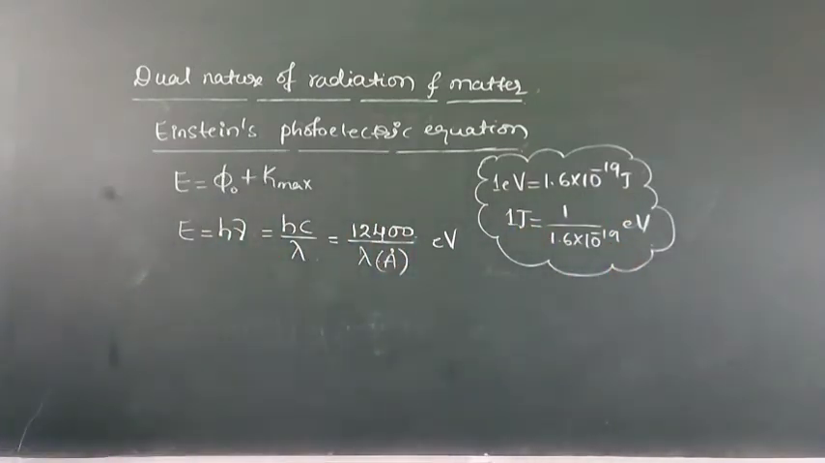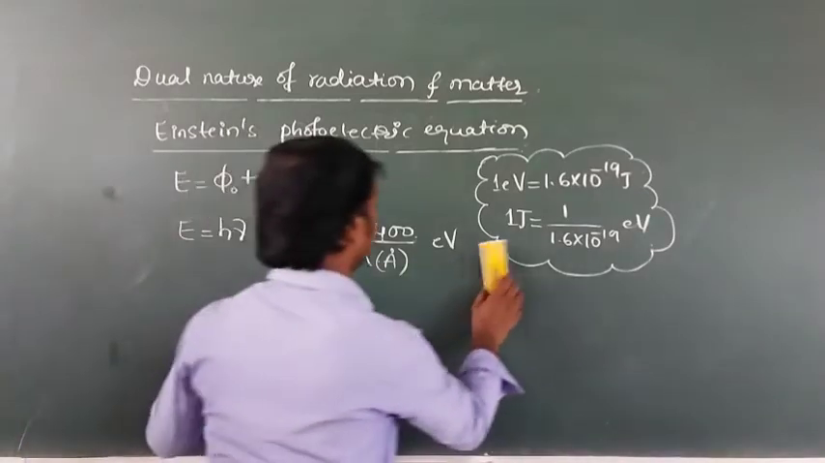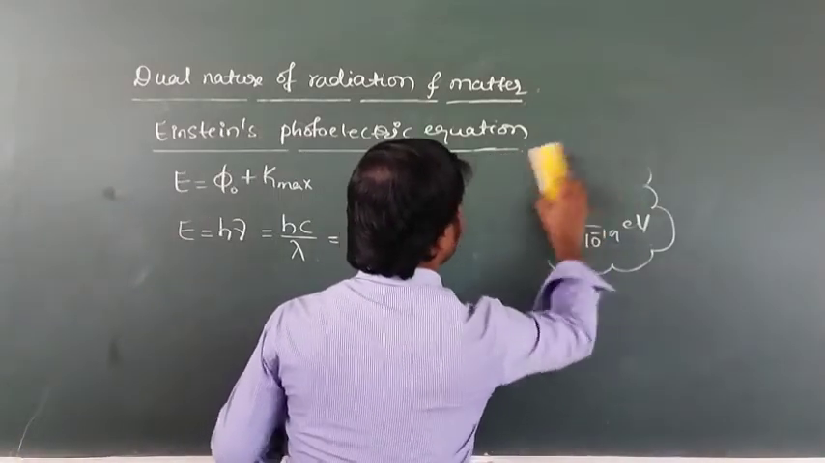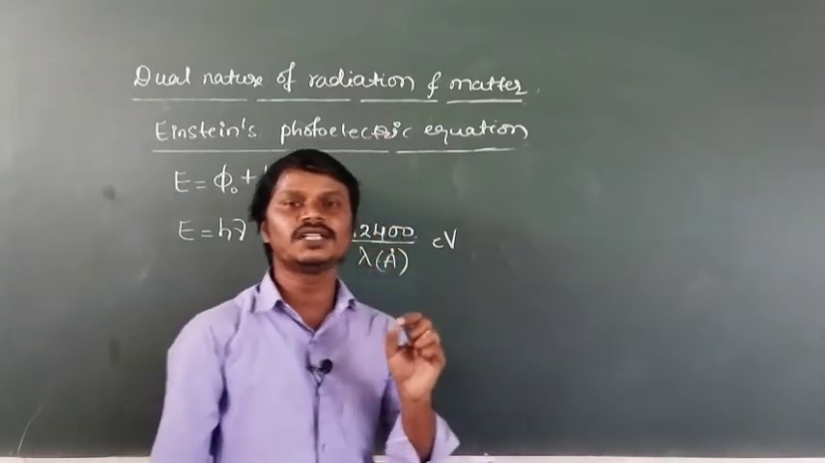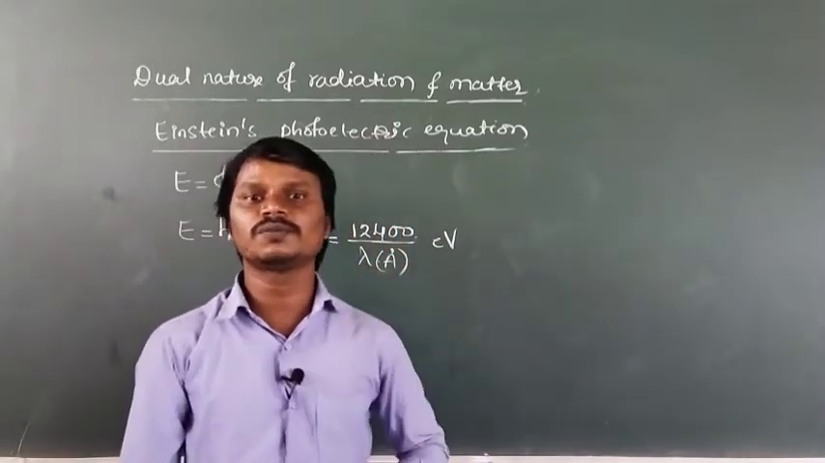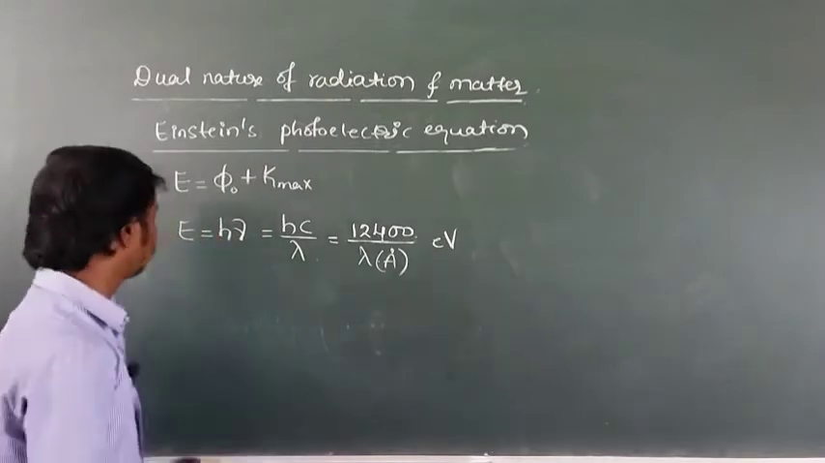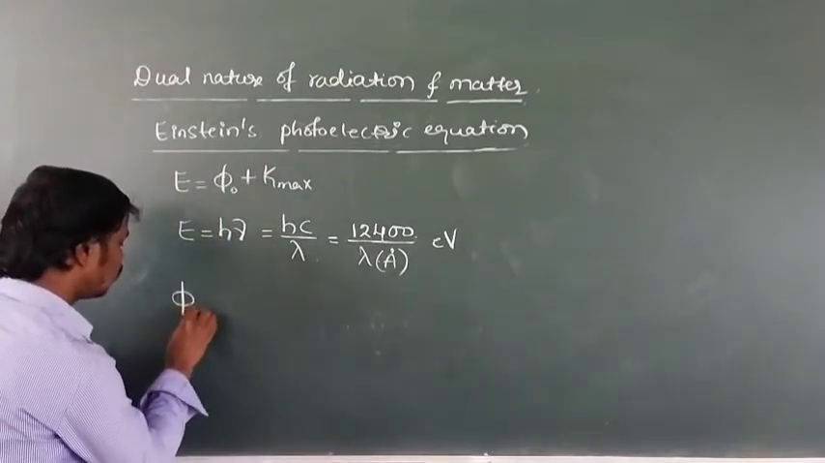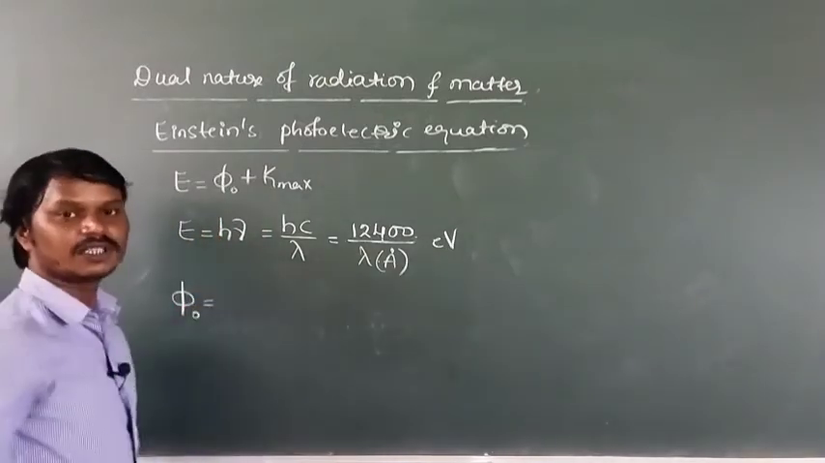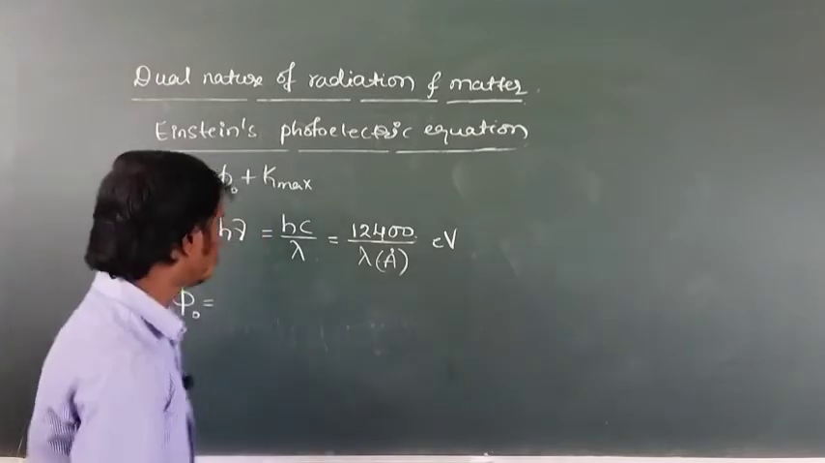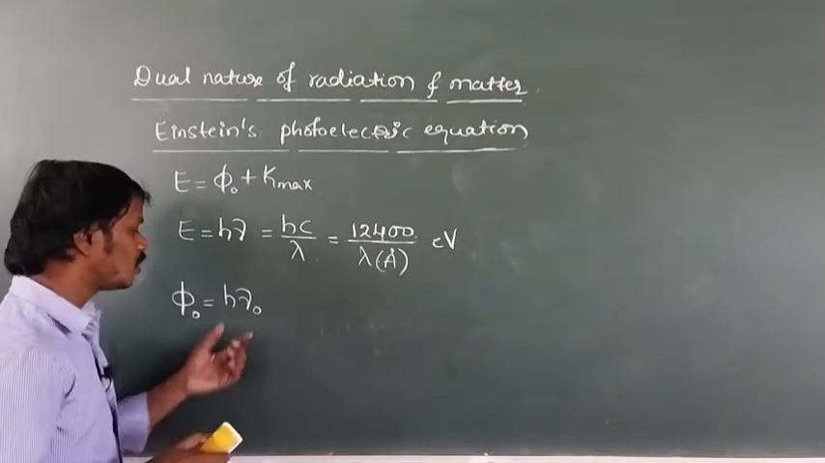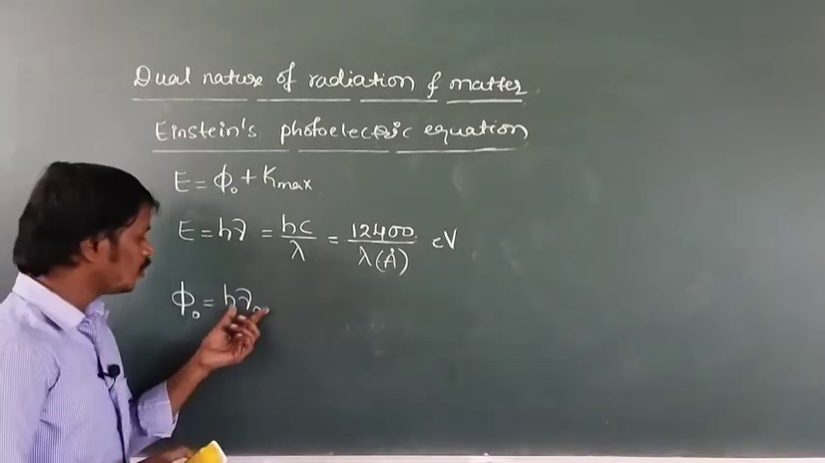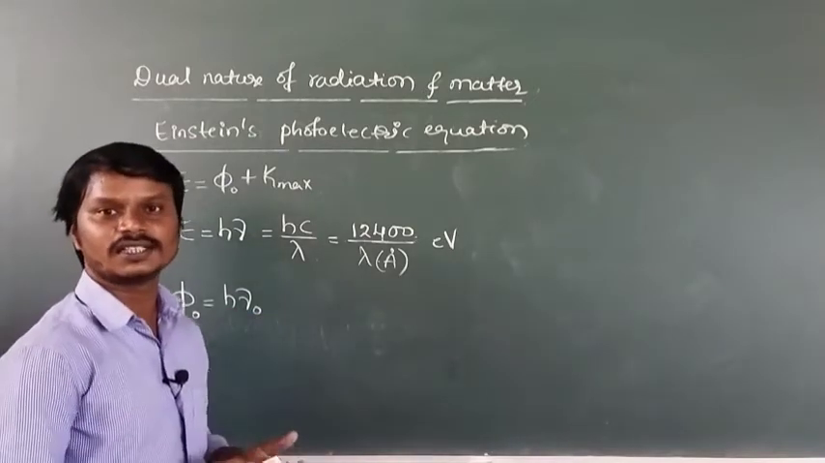Next, work function of the metal. What do you mean by work function? It is the minimum energy required to remove the electron from the metallic surface. Work function is phi naught, and sometimes it can be represented by W. It equals h into nu naught. What is nu naught? Nu naught is threshold frequency. Below this frequency there is no photoelectric emission.